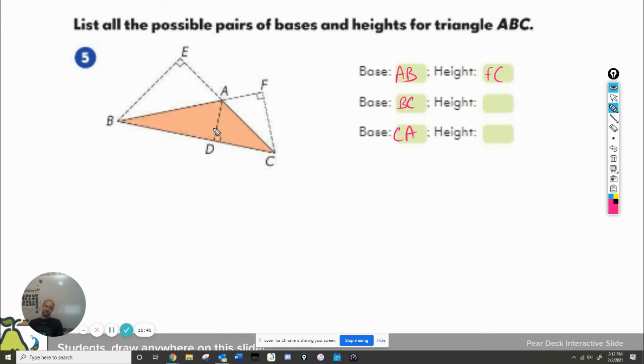Oh, I got something goofed up in that last problem. No, I didn't. All right. And finally, for the base CA, my perpendicular measurement is EB.